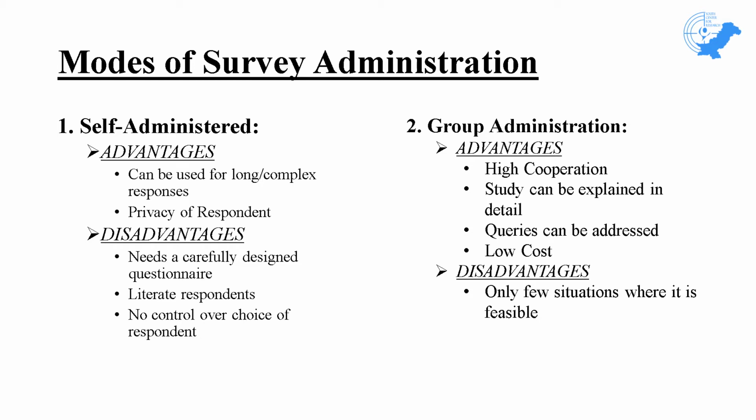Then the next type is known as group administration, where you administer the questionnaire in the form of small groups. The advantages are high cooperation, the study can be explained in detail, queries can be addressed, and it's low cost. While the disadvantage is it can only be used in very few situations, because in this type of administration we cannot keep the privacy of the respondent up to the mark.